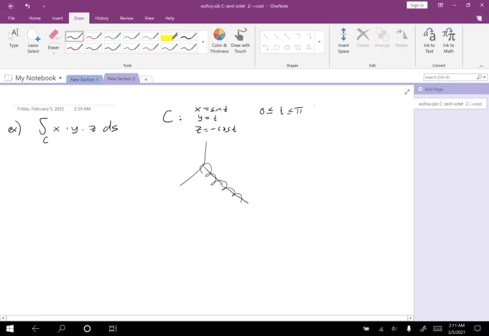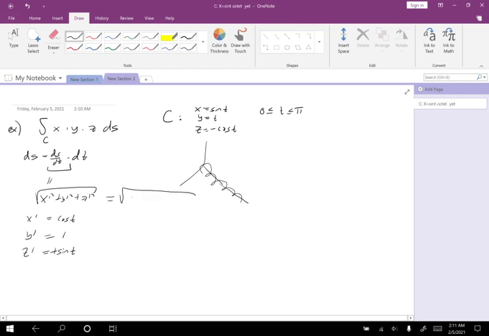Okay, and so to do this, we just follow the standard recipe of writing ds equals ds/dt times dt, so we just need to know this ds/dt. We know this is just the square root of x prime squared plus y prime squared plus z prime squared, so we just need x prime, y prime, and z prime. So x prime is cosine t, y prime is 1, and z prime is plus sine of t. So our sum of squares is cosine squared plus 1 plus sine squared, so that's just the square root of 2.